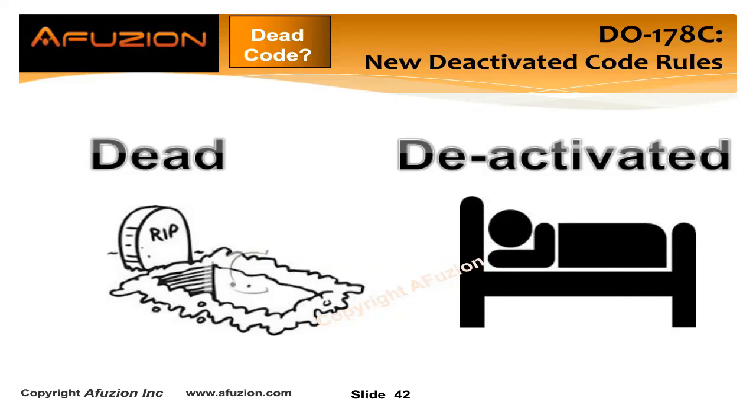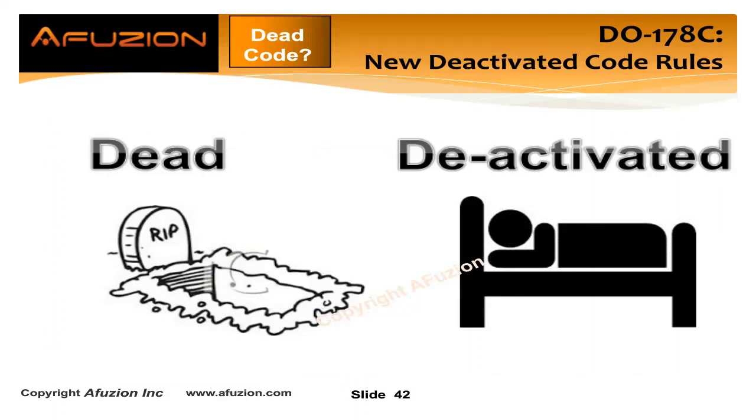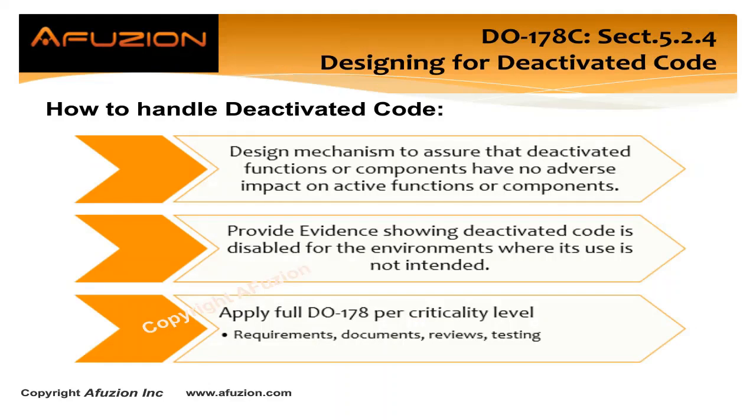Dead code needs to be removed, buried, get rid of it. Deactivated code looks like dead code, but it's not. It's deactivated code. It's sleeping and can wake up at a future time. Don't remove it, simply justify it and account for it. A very common gap. Remember, to design for deactivated code, we need a design mechanism that ensures that deactivated functions have no adverse impact on active functions or components. Let's provide evidence showing that deactivated code is truly disabled.